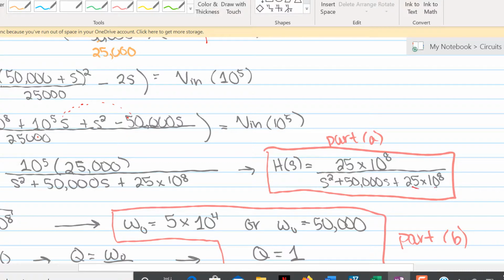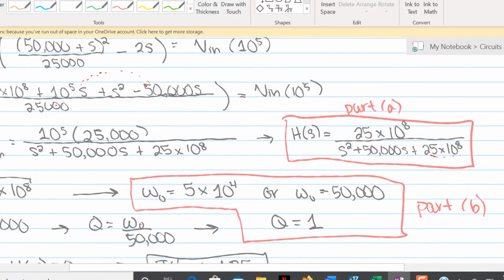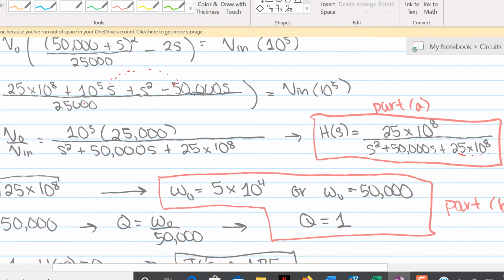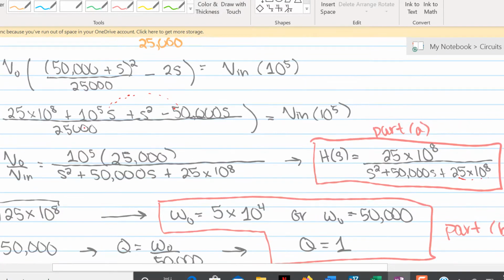You take the square root of the constant at the end, that's your omega naught, set the middle term equal to omega naught over Q, and you can solve for Q. You don't even need any of that to know what type of filter it is. You just see that the numerator is a constant. When you plug in 0 for s, you get 1, and when you let s go to infinity, you get 0. So it's a low pass filter.